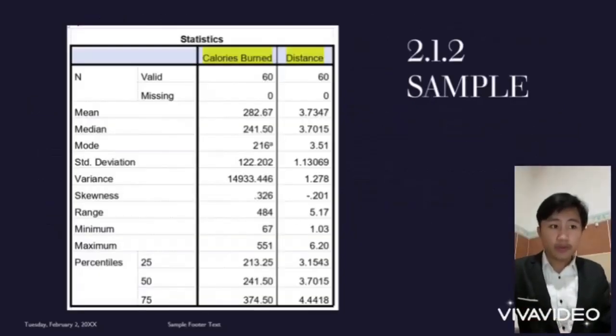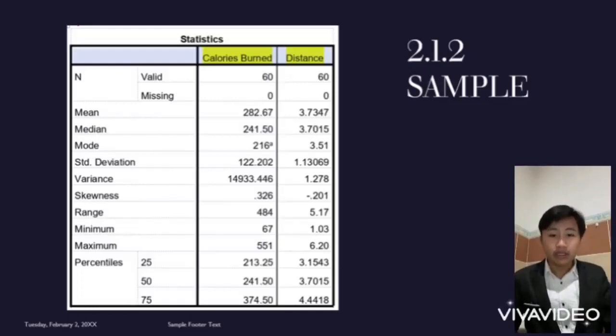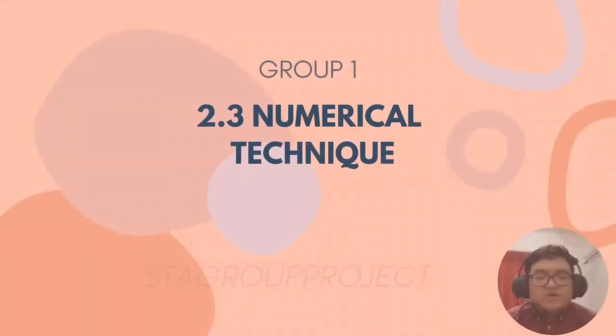So back to 2.1.2, which is the sample, and as we can see, they are all data that are formed from the statistics. So they are mean, median, mode, standard deviation, variance, skewness, range, minimum, maximum, or percentiles. So that's all for me. Thank you.